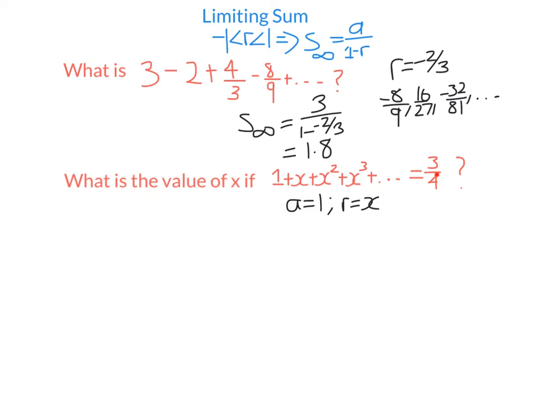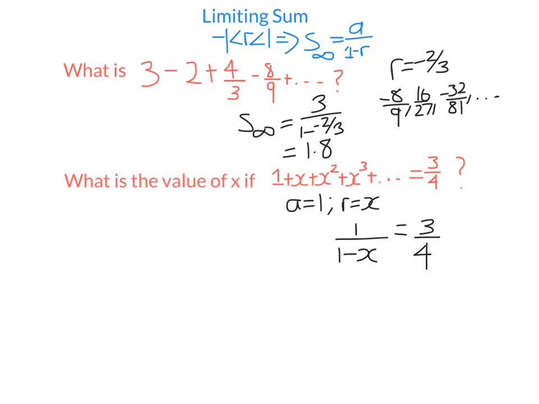It will reach a limit only if r is between -1 and 1. The reason is because if the common ratio is between -1 and 1, the terms get closer and closer to 0. So here, we can just use our formula a/(1 minus r) equals 3/4 to find out what x will be. So we have a/(1 minus r) is equal to 3/4.